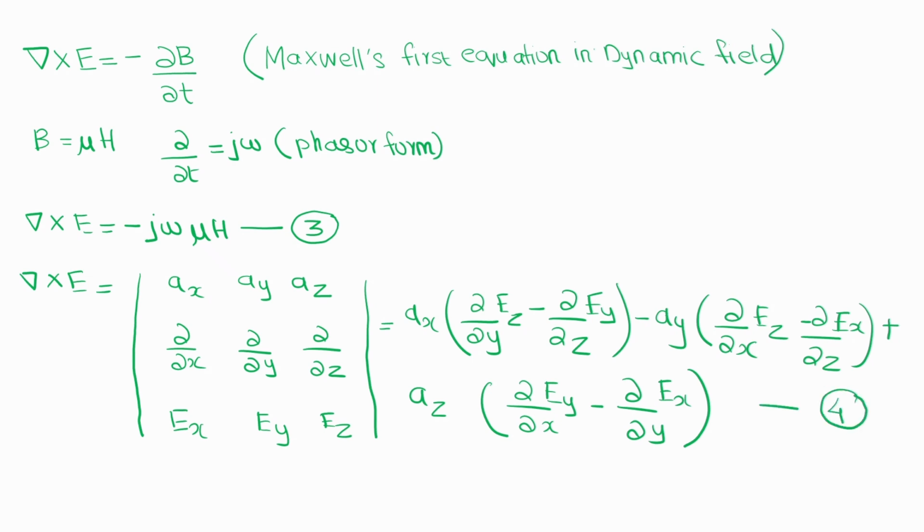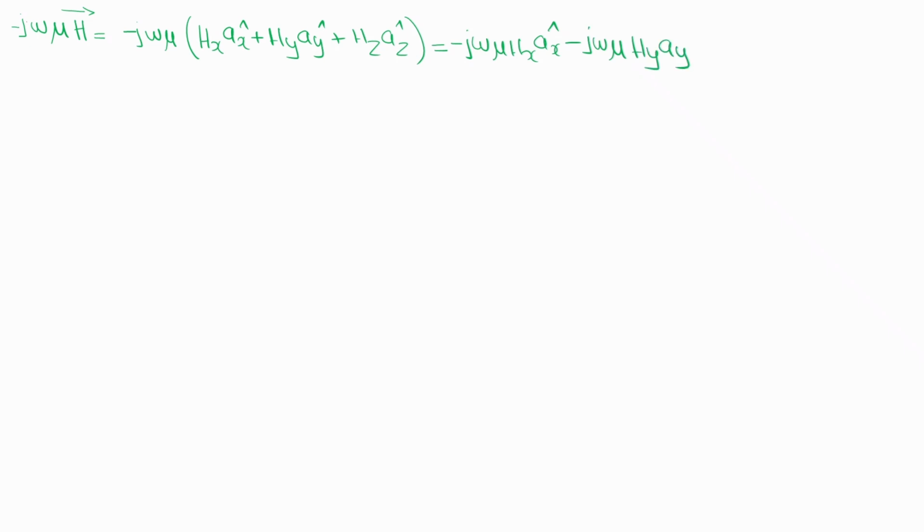We are repeating the process we did before. So that is minus j omega mu vector H equal to minus j omega mu. The vector H can be represented as Hx ax cap plus Hy ay cap plus Hz az cap, equal to minus j omega mu Hx ax cap minus j omega mu Hy ay cap minus j omega mu Hz az cap.